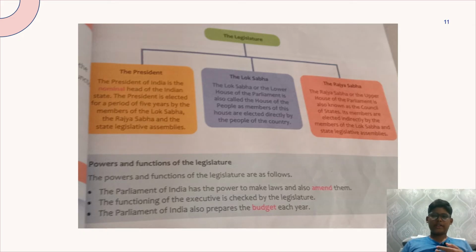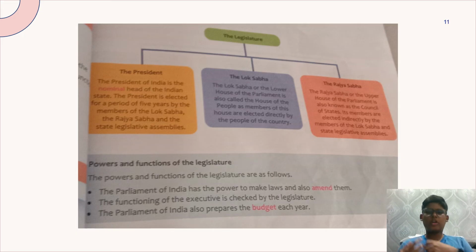So next we get onto the legislature. As I told you earlier, the legislature is the law-making body of the government. The legislature at the central level is called the parliament. You must have heard of parliament, right? This is the parliament, the legislature, the law-making body. Here's where the laws are made. There are again three parts of the legislature, which are the president, the Lok Sabha, and the Rajya Sabha.